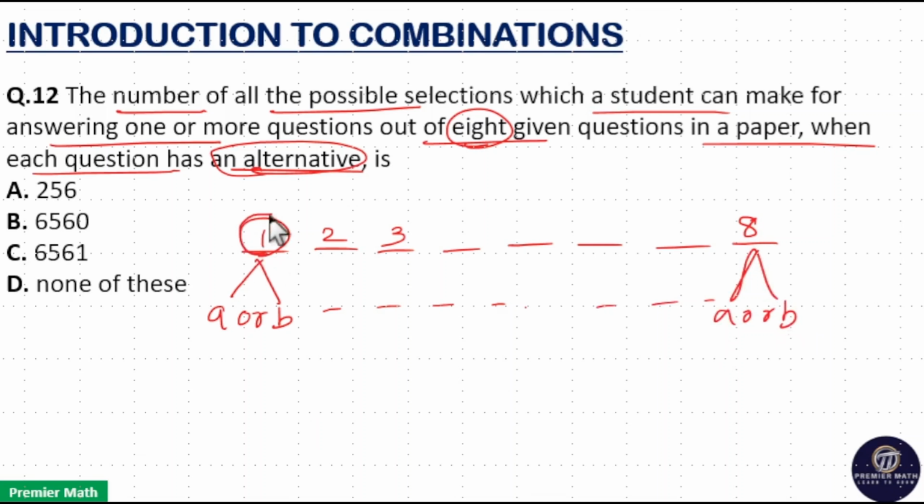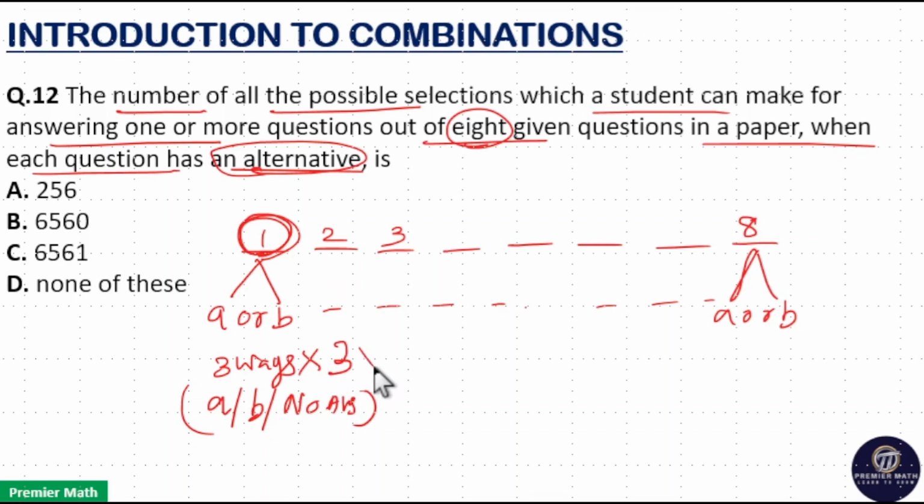And this first question you can answer in 3 ways. That is, either you can answer A or you can answer B, or you can choose not to answer the first question. There is no answer for the first question. You are not answering A and B. That is, this can be done in 3 ways. So, the second question also you can do in 3 ways. Third also in 3 ways. So, each of these 8 questions you can answer in 3 ways. Now, this 3 is repeated 8 times.